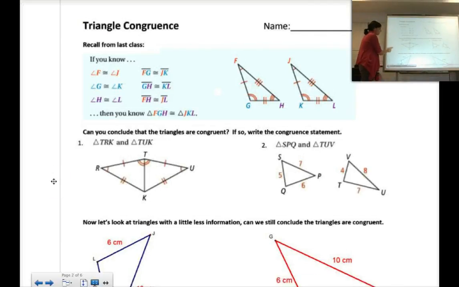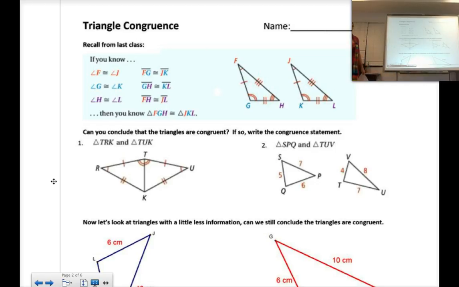Okay, so far the only thing that we've talked about is when two triangles are congruent, all the pieces have to be congruent. Okay, so if we look at these marks, all these corresponding pieces are congruent. So F is congruent to J, and G is congruent to K, and H is congruent to L. Okay, so that's what those marks mean. That's what we did last class. We looked at these congruence statements last class.